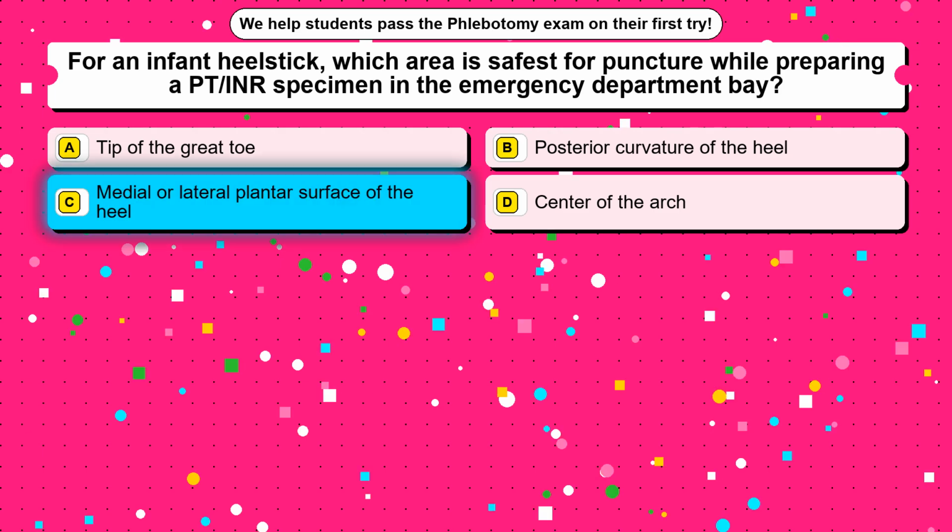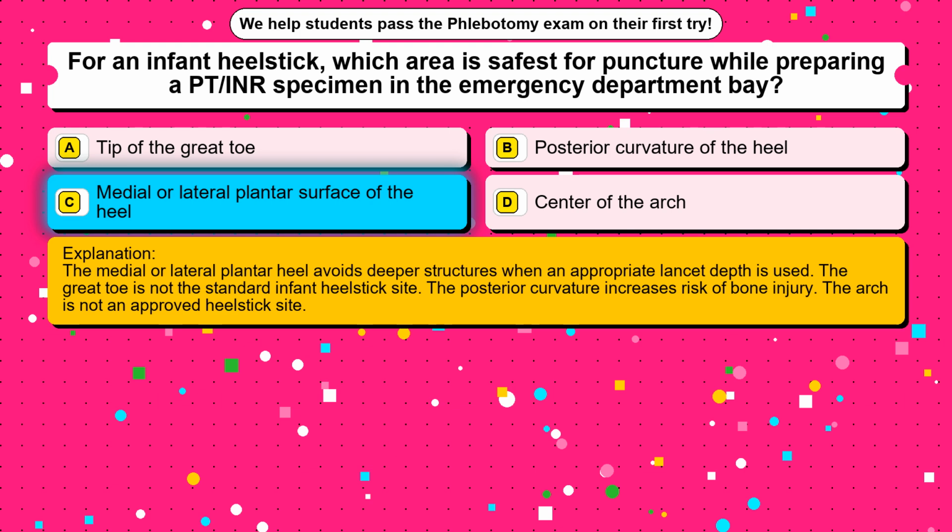The correct answer is option C. Medial or lateral plantar surface of the heel. The medial or lateral plantar heel avoids deeper structures when an appropriate lancet depth is used. The great toe is not the standard infant heel stick site. The posterior curvature increases risk of bone injury. The arch is not an approved heel stick site.